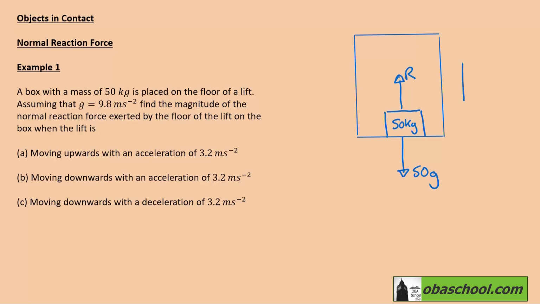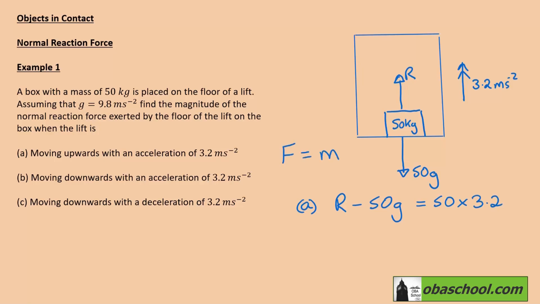So in part A, we have an acceleration of 3.2 meters per second squared. For that to be the case, R must be greater than 50g. Then the resultant force would be upwards. So for part A, we have R minus 50g is equal to 50 times 3.2. And what we're using there is F equals ma.